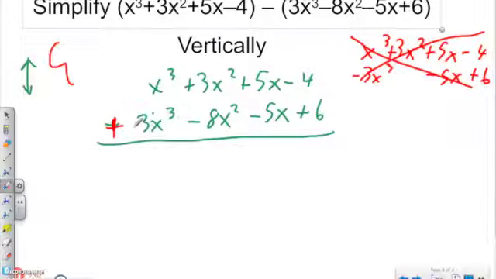All right, so like I said, we are going to change the sign. So this was a positive, so it's going to become negative. This was a negative, so it's going to become positive. This negative is going to be positive. And that positive is going to become negative. And then we just add going straight down.